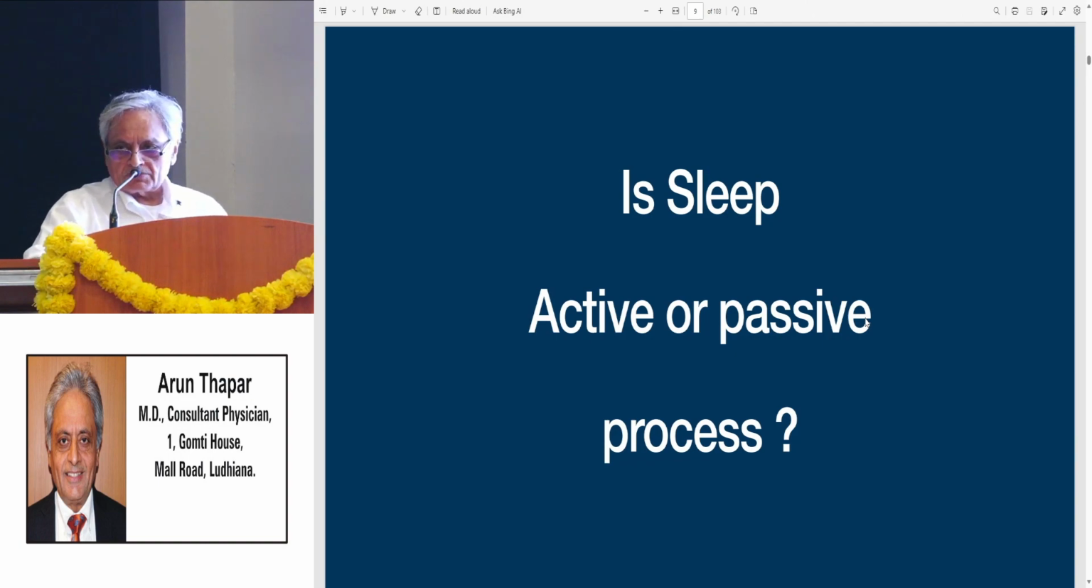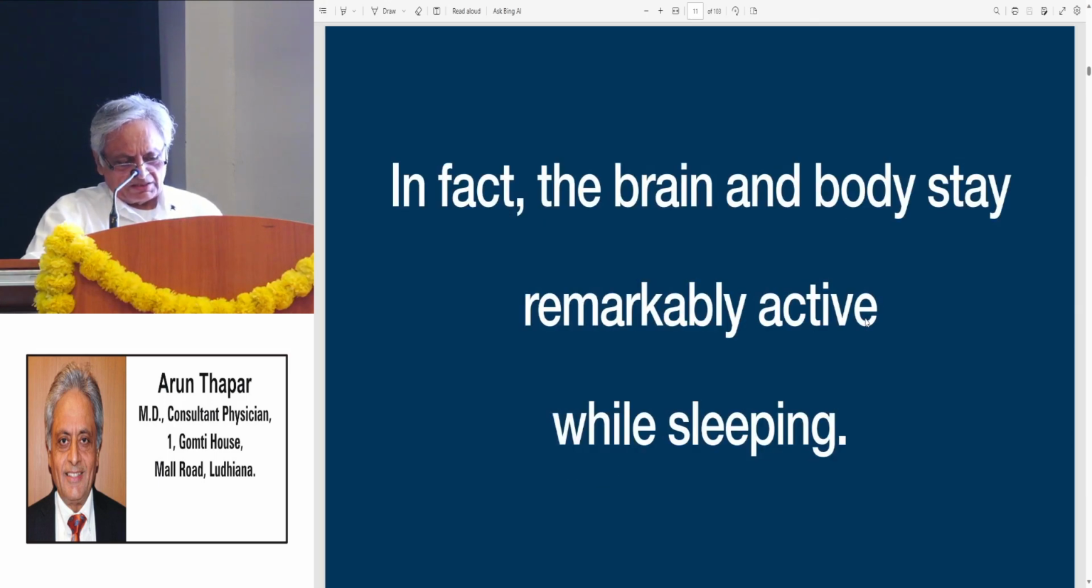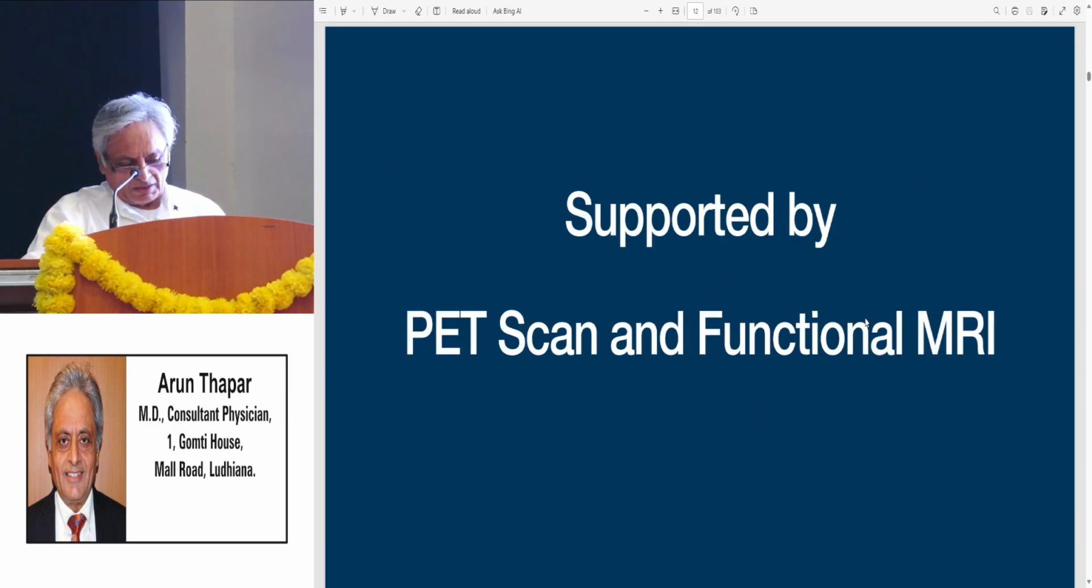The first question comes: is sleep an active or a passive process? It used to be thought that it's a passive process. When one sleeps, you really don't know where you are, what happens to your mind, what happens to your body. But with much of the investigations now, we can prove that sleep is an active process. The reasons: in fact, the brain and the body stay remarkably active while sleeping. And how to prove it?